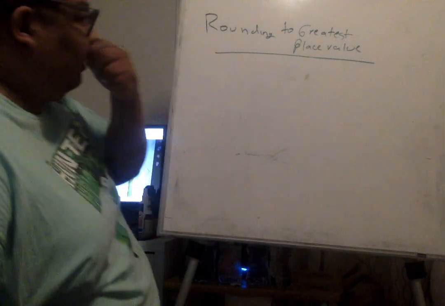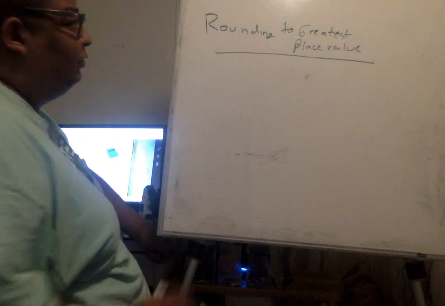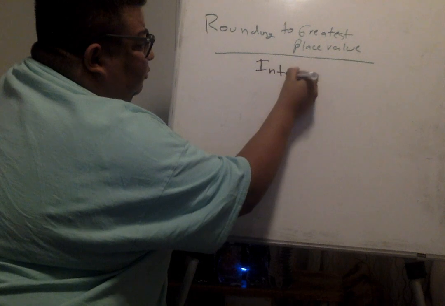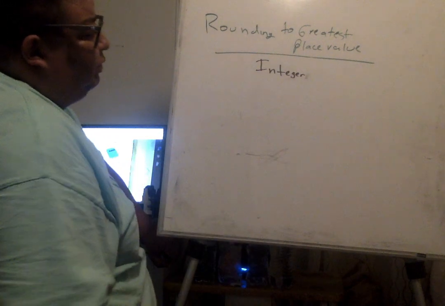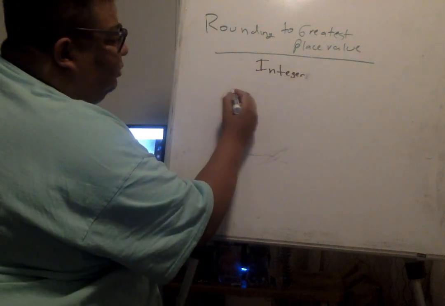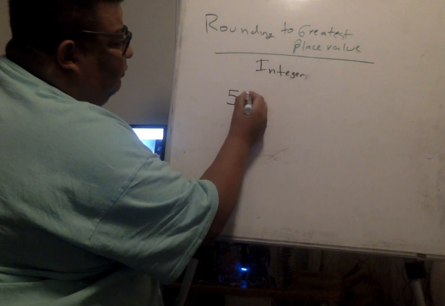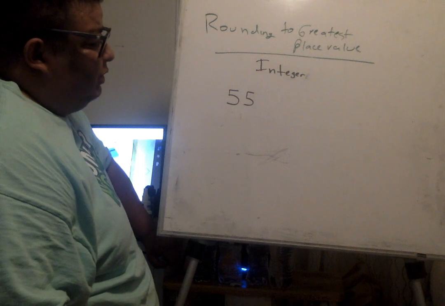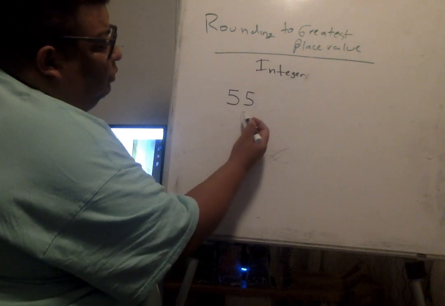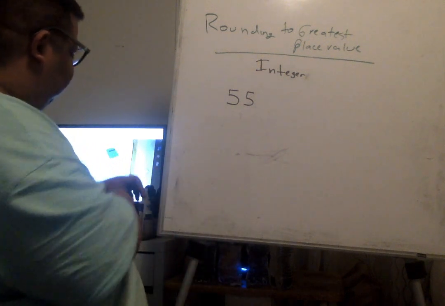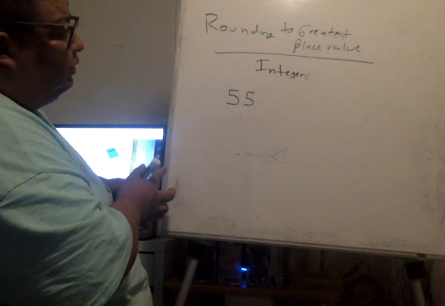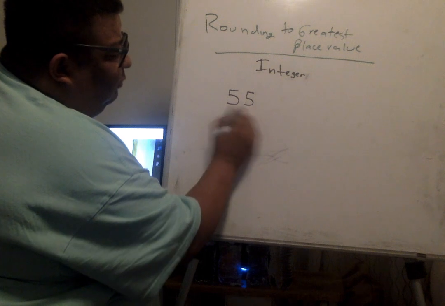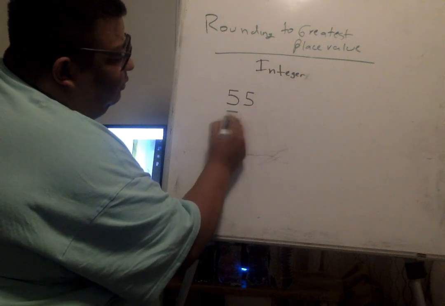In this video I'm going to talk about rounding to greatest place value for an integer. So an integer looks something like this. For example, let's say 55. 55 is an integer. To find the greatest place value, what you need to do is look at the leftmost position of the integer. For example, in 55, the leftmost is going to be here.